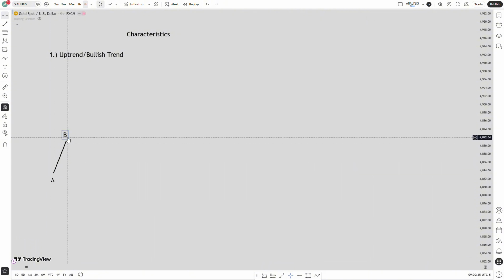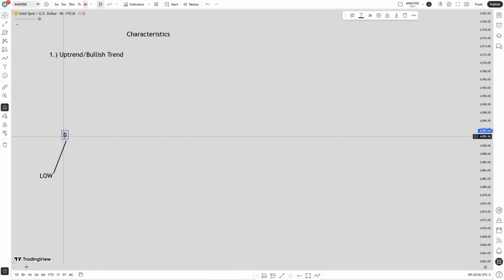Because it's at a low point, lower than B, obviously, we are naming them in relation to themselves. This A will now be called a low. That's a lower price than B. So A will be regarded as a low.